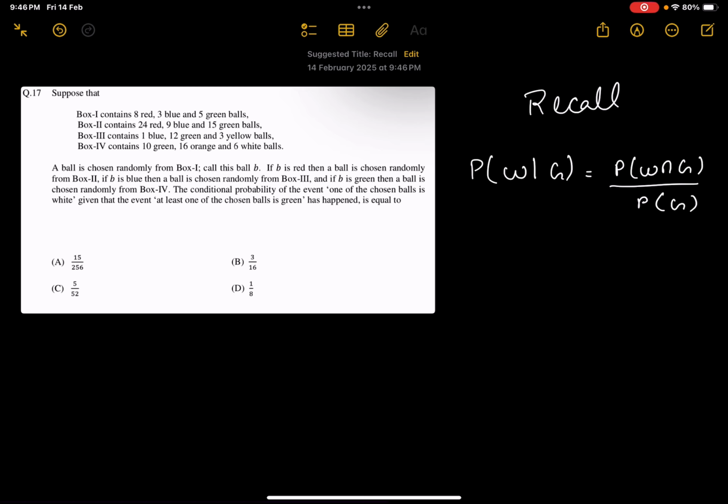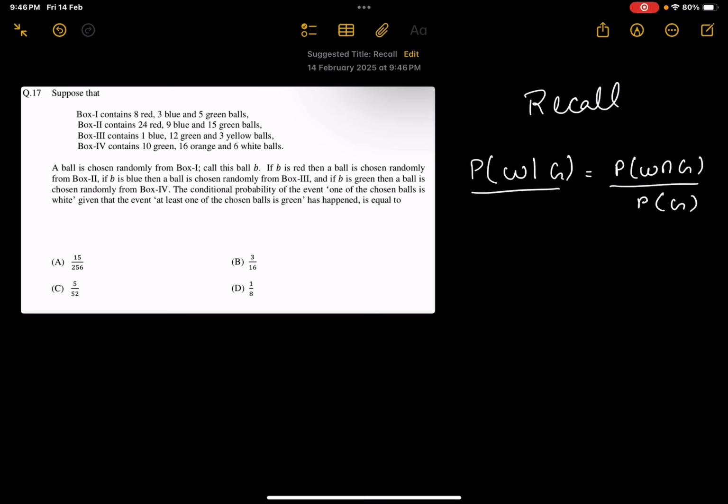Now notice, to find this we'll have to find this probability and this probability. So now let's read the remainder of the question. We have selected a ball randomly from box 1, and based on the color of that ball we choose a ball either from box 2 or box 3 or box 4. So in total we draw 2 balls.